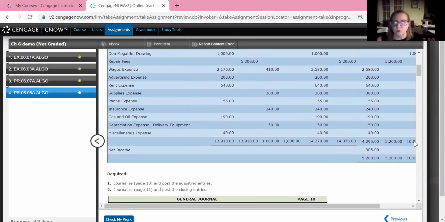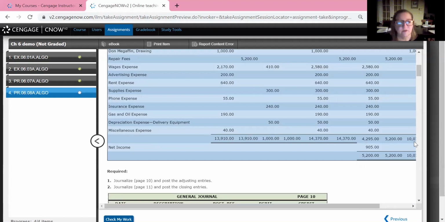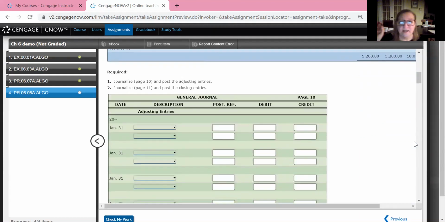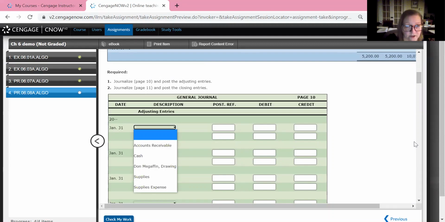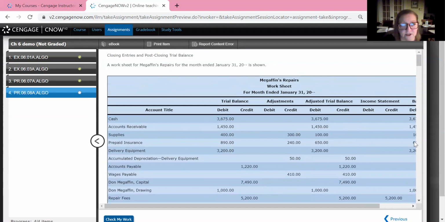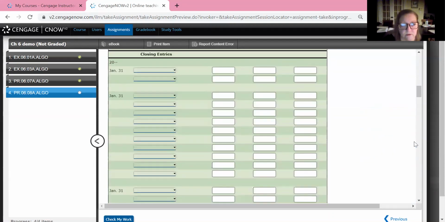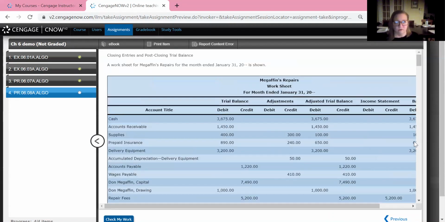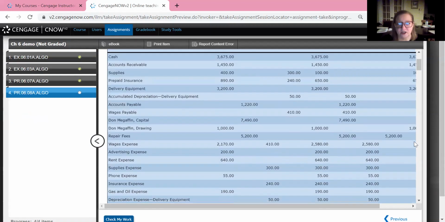So first we do them in the same order every time. We close the revenue. So this is a repair fees revenue, $5,200. So it has a credit balance. When I close it, I have to debit repair fees. Oh, maybe. Is it making me do adjusting entries too? Well, I'm looking. Oh, it wants me to journalize these adjusting entries that are posted here.